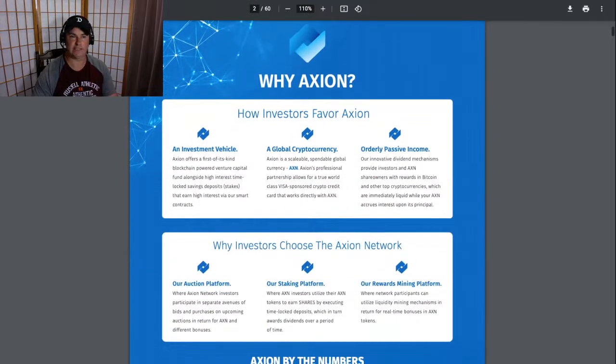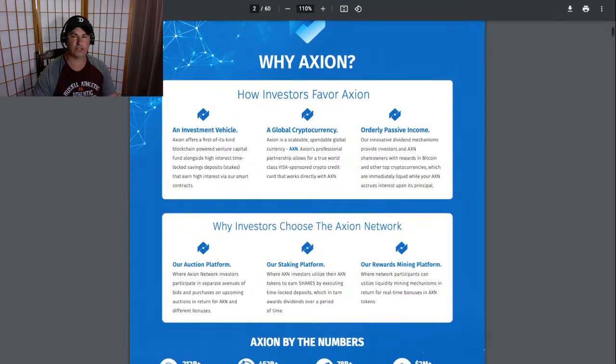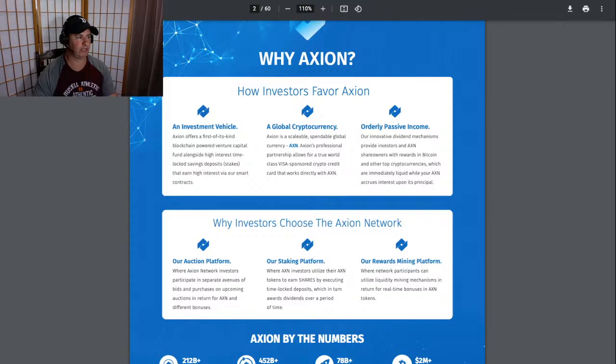We've got why Axion, how investors favor Axion, and so these are some of the key reasons why you'd look at Axion as an investment. As an investment vehicle, Axion offers the first of its kind blockchain-powered venture capital fund alongside high interest time-locked savings deposits. Stakes earn high interest via our smart contract. So it's a bit like a bank certificate of deposit that you may be familiar with, or term deposit, but it's really supercharged. So it's got lots of extra dividends and stuff like that on top of it.